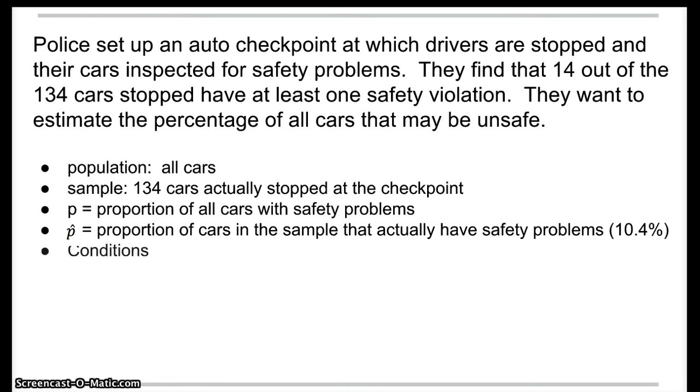Next thing we're going to need to do is check all our conditions. The first one is the plausible independence condition. Well, there's really no reason to believe that the safety problems of cars are related to each other. If one car has an issue, that doesn't really mean that the third or fourth car are going to have the same issue or a different issue. The next thing we've got to do is we're going to have to say it's random.